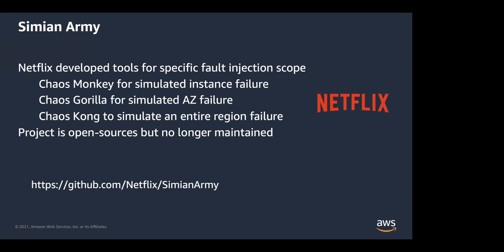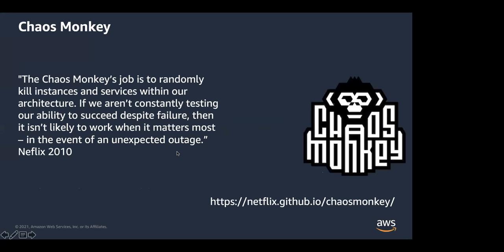If you're running in AWS and you have a large infrastructure across many AZs and you run Chaos Gorilla, understand the blast radius can be pretty large for that, okay? So that's one set of tools available. So Chaos Monkey was randomly kill instances within the architecture. This is what Netflix was saying. This is actually 2010, I'm sorry. It's so much older than I actually remember.